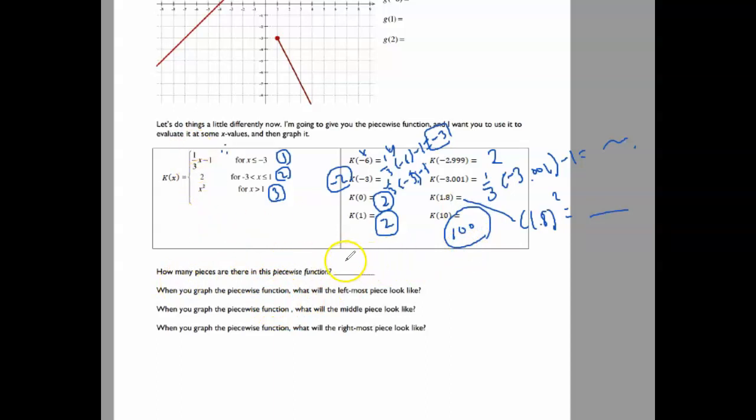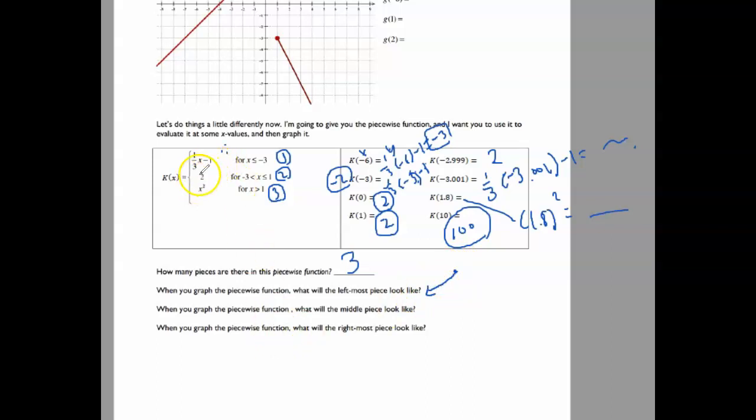All right. So how many pieces are there? 1, 2, 3. 3 pieces. When you graph the piecewise function, what will the leftmost piece look like? When x is less than or equal to negative 3, what kind of function is that? That's a linear function, so a straight line with a positive slope. Do you agree that it's going to look like this?